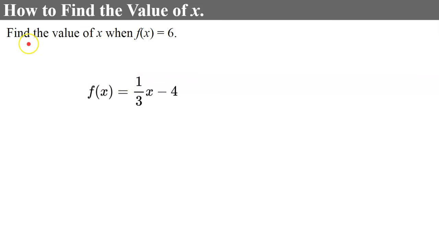Now, sometimes you're going to be asked to find the value of x when given the output. So they're telling you the function f of x is equal to 6. So if we have our function f, we know that f of x is equal to 6. Remember, f of x is just another way of writing y. We're naming the function f. So this is our output. So we are going to replace f of x with 6. So let's do that.